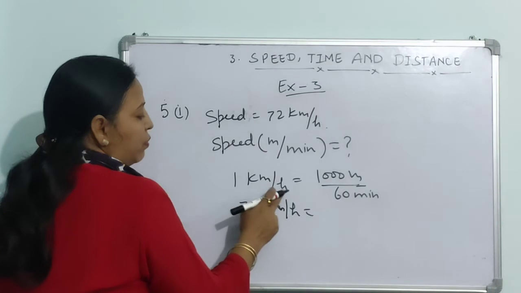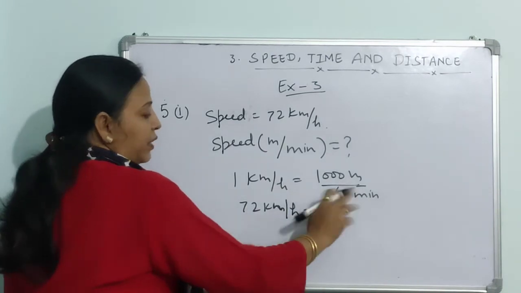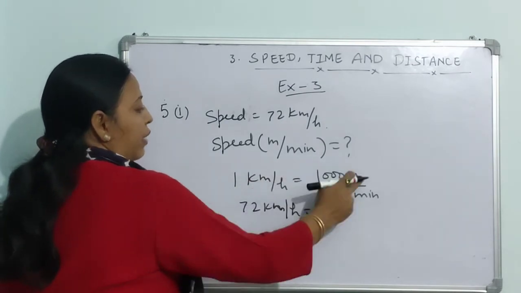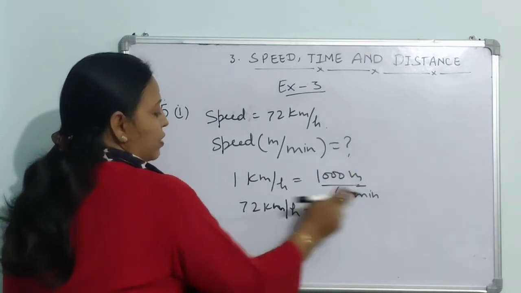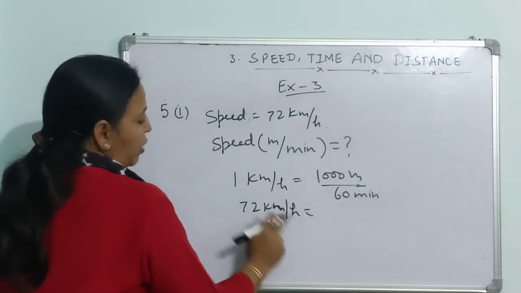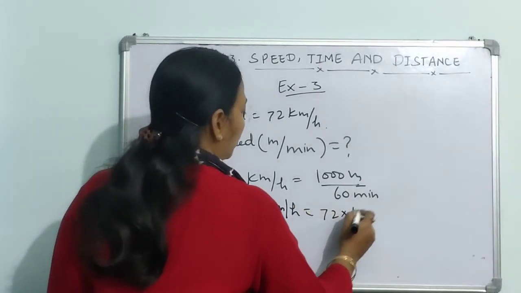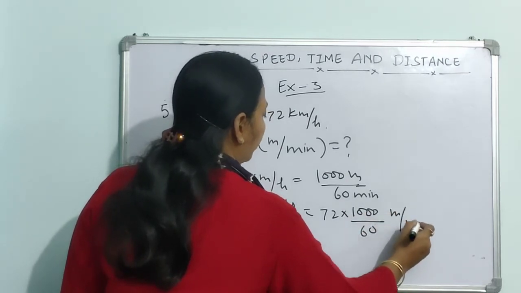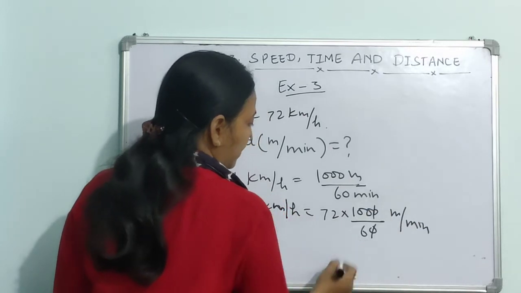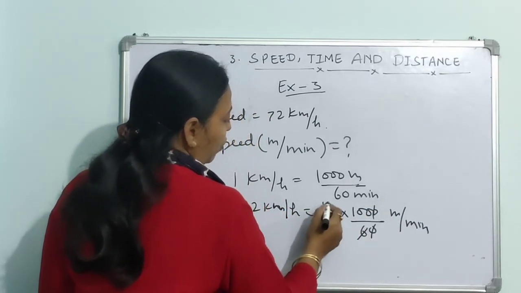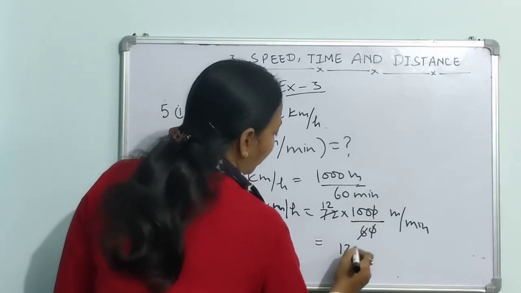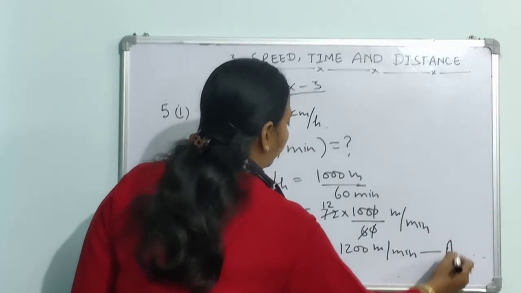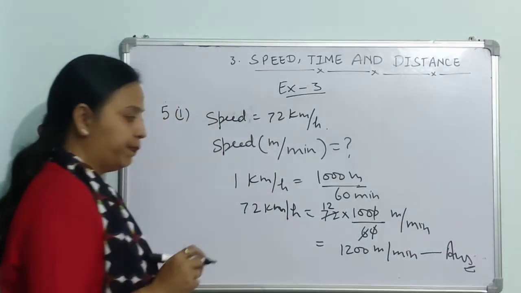So 72 kilometer per hour, you will change kilometer in meter and hours into minutes only. Earlier you have seen we were changing minutes into seconds, then we were getting the other figure, 5 by 18 meter per second. But here you only have to change kilometer in meter and hours in minutes. So 72 into 1000 divided by 60 meter per minute. Zeros cancel, and then with 6 it will be 12, 12 into 100, 1200. 1200 meter per minute. This is your answer. I hope it is clear to all of you.